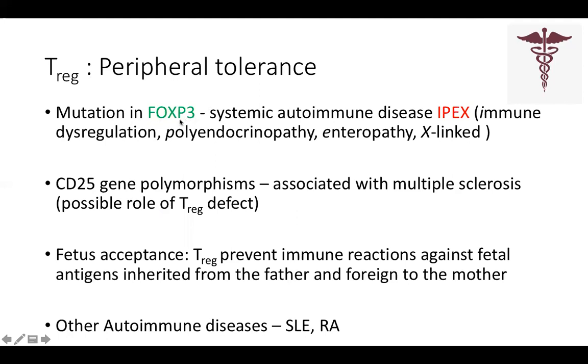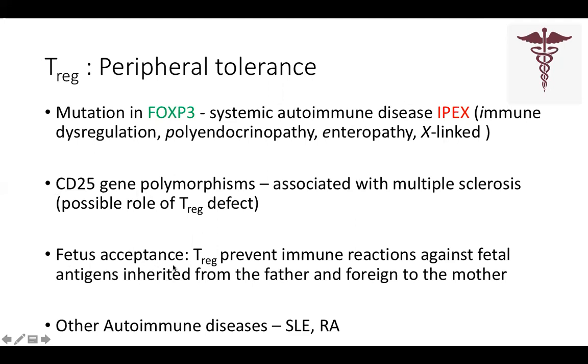If the FOXP3 is mutated, then a condition called IPEX, immune dysregulation, polyendocrinopathy, enteropathy, X-linked, this results. So basically FOXP3 के mutation होने से क्या होगा? T regulatory cell का function affect हो जाएगा, and then it will lead to some systemic autoimmune disease. CD25 gene polymorphisms have been found in certain multiple sclerosis. So multiple sclerosis is a condition where antibodies are produced against the myelin of the brain. But I'm saying that some CD25 gene polymorphisms have been found associated. So a possible role of T regulatory cells can also be there.